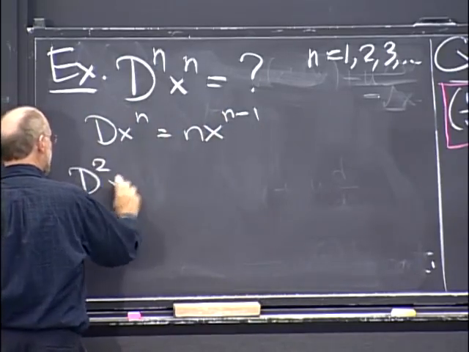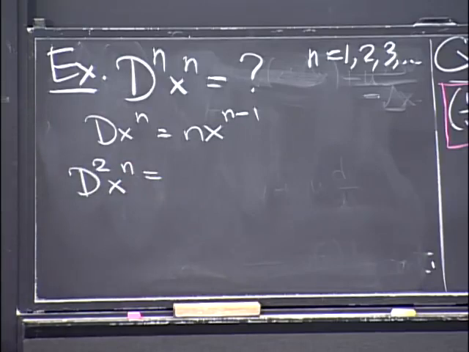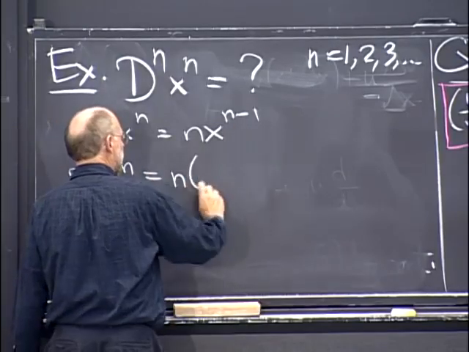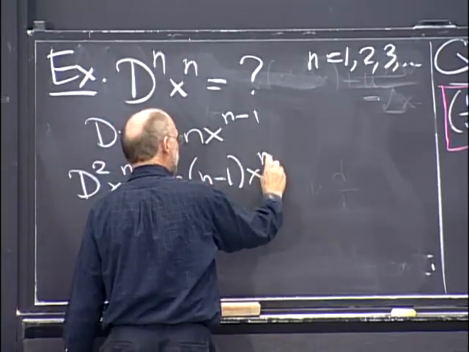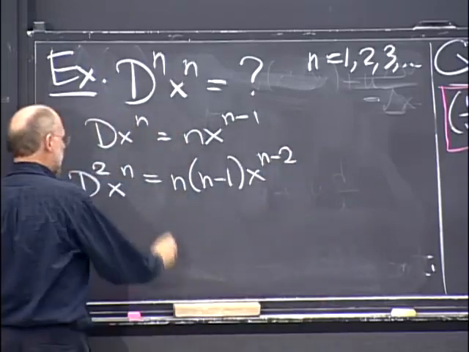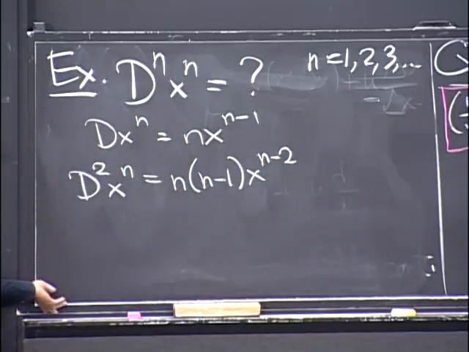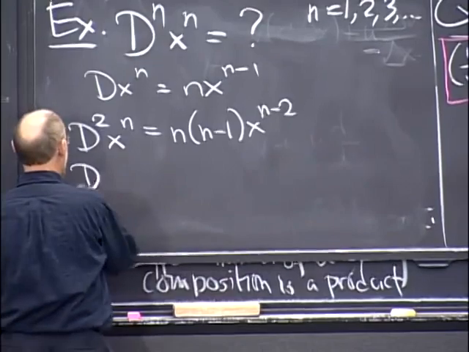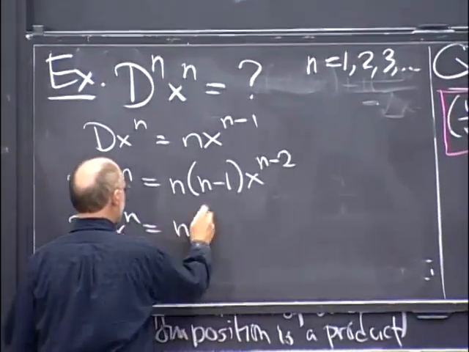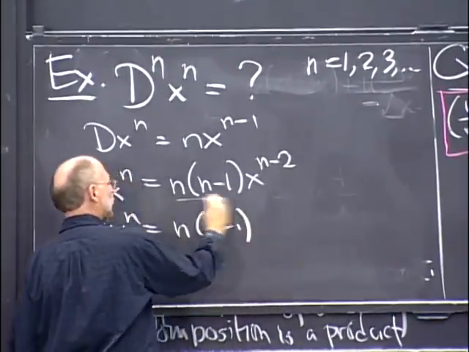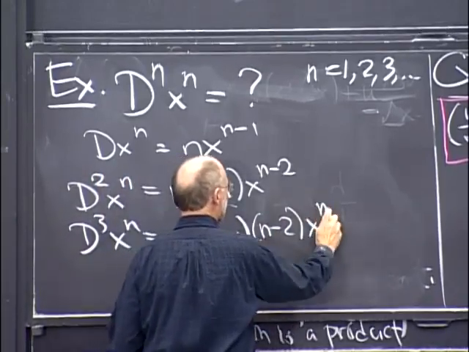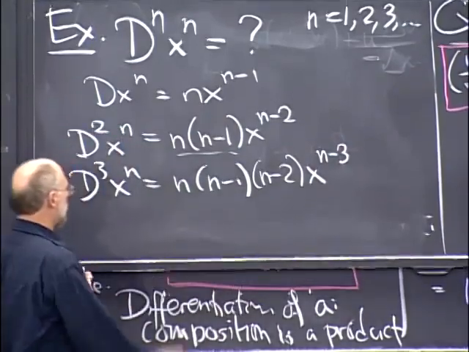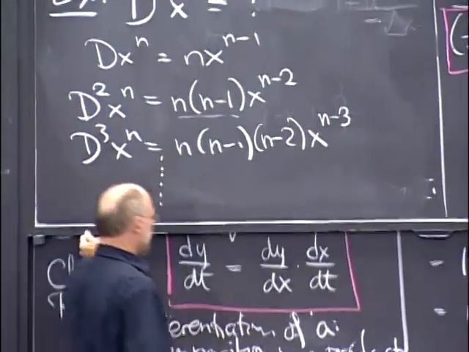OK, we did one derivative. Let's compute the second derivative of x to the n. Well, there's this n constant that comes out, and then the exponent comes down, and it gets reduced by 1. Right? Shall I do one more? D cubed x to the n is n times n minus 1. That's the constant from here, times that exponent, n minus 2, times 1 less, n minus 3. It's the new exponent. Well, I keep on going until I come to a different blackboard.